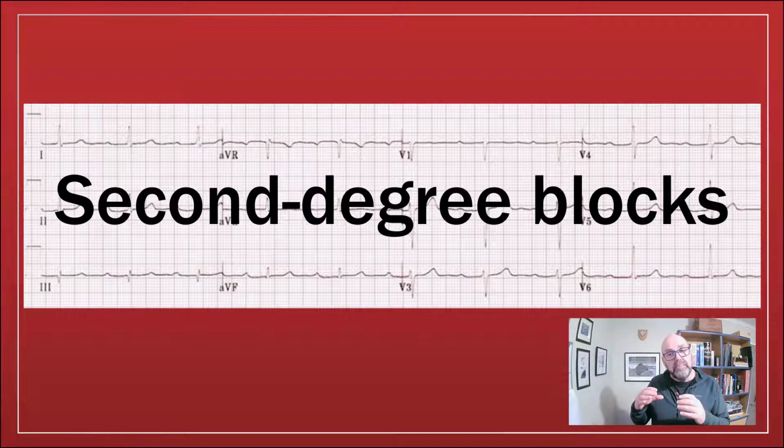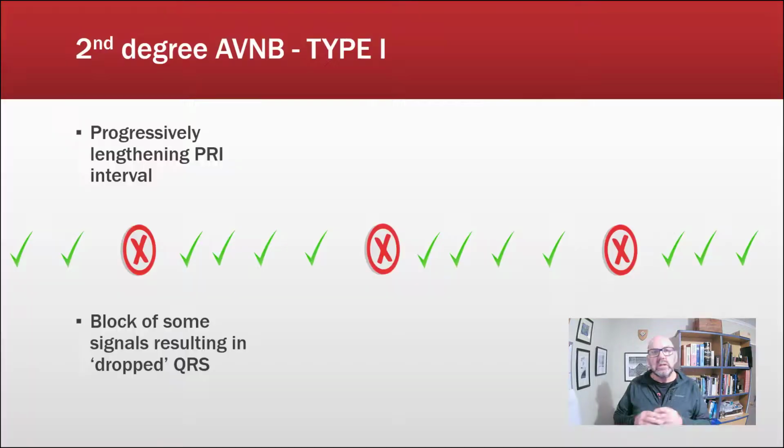So, in both of these subtypes, we're going to have more P waves than we are QRS complexes. Now, the two subtypes are known as type 1 and type 2, very imaginative. Sometimes they're called Mobitz, and type 1 is sometimes called Wenckebach. But to keep things simple, we're going to refer to type 1 as type 1 and to type 2 as type 2.